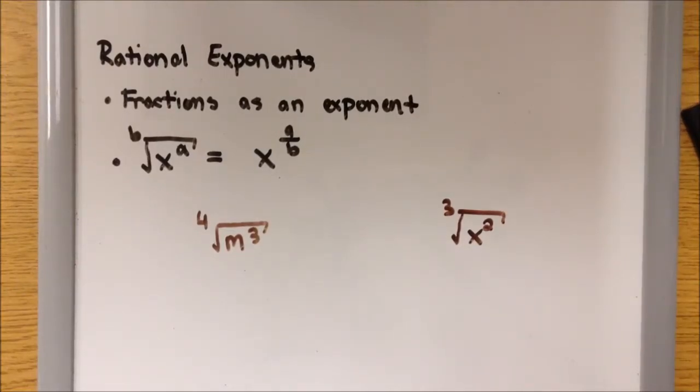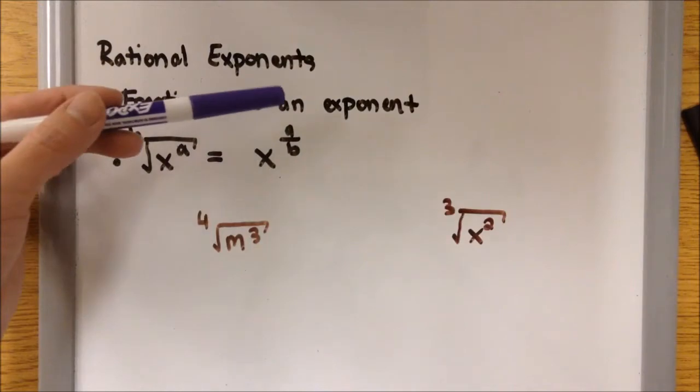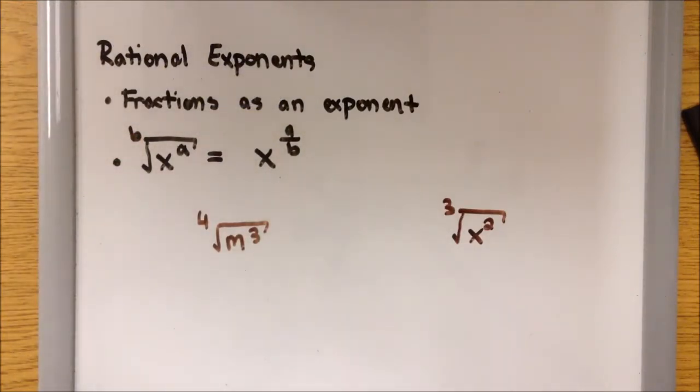Alright, in this section we're going to talk about rational exponents. What I mean by rational exponent is a fraction as an exponent. So that means when you have an expression that has a fraction as an exponent, or an exponent that looks like a fraction.